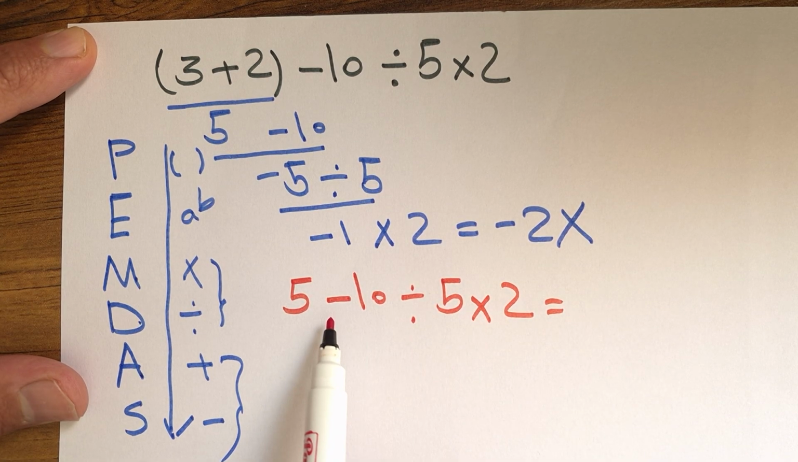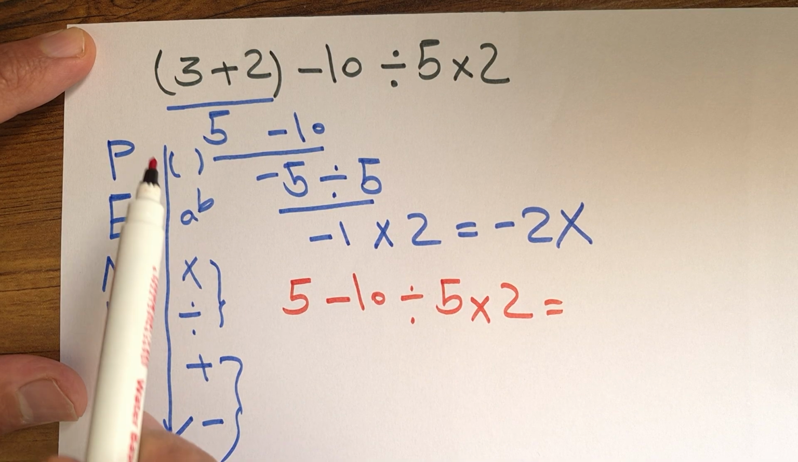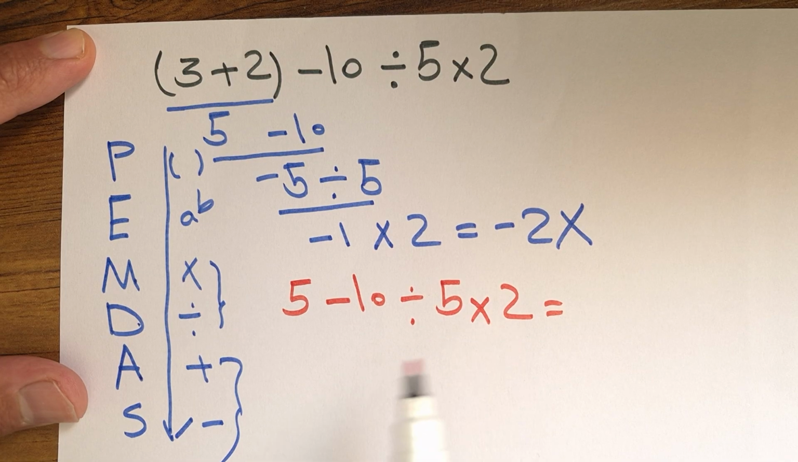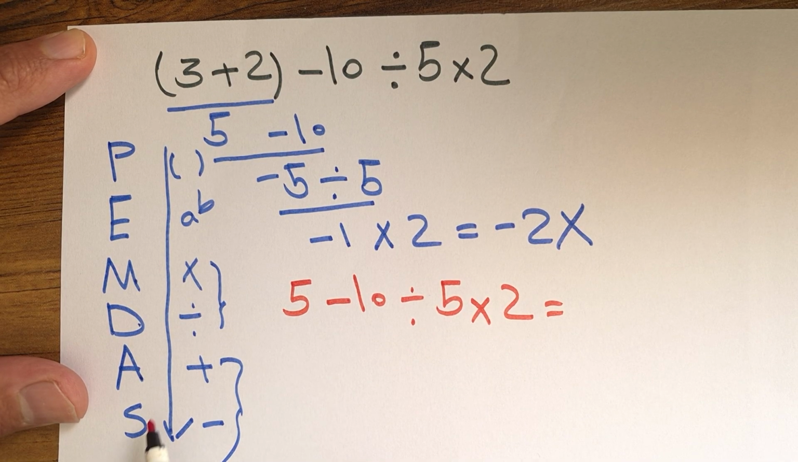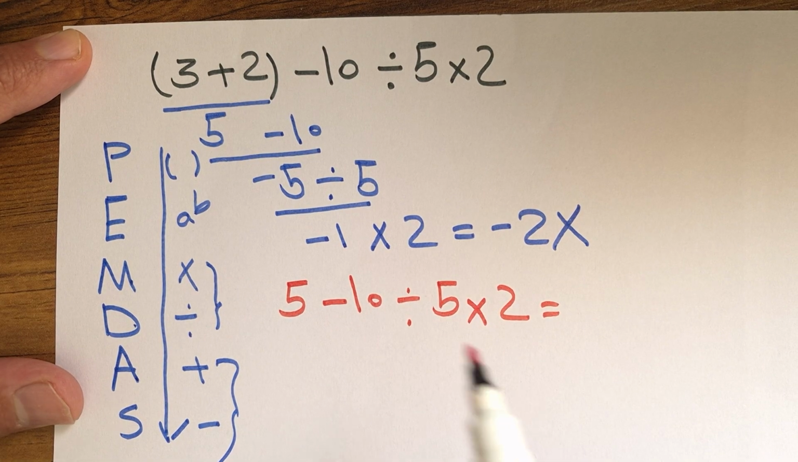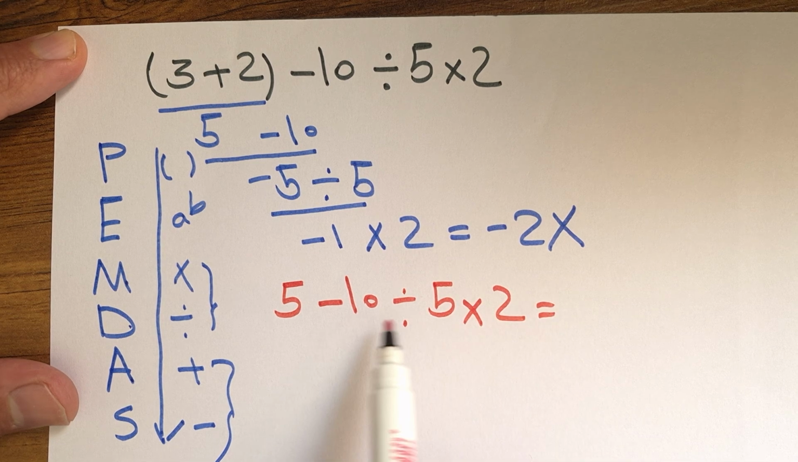Then we have subtraction, division, and multiplication. According to PEMDAS, multiplication and division have a higher priority than subtraction. So we should do them first, but first come, first served, whichever comes first.